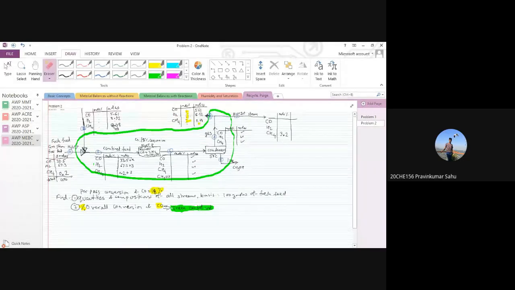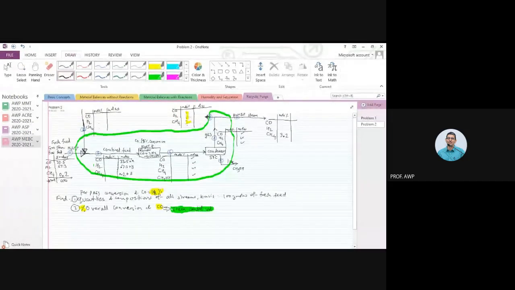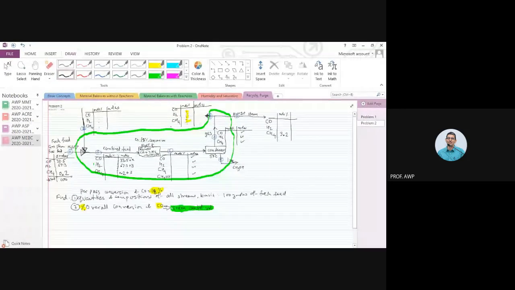Sir, I have to do all the work then. Check. Then only you will know whether your answer is right or wrong. You don't have to ask me whether the answer is right or wrong. If all these balances are satisfied, then your answer is correct.